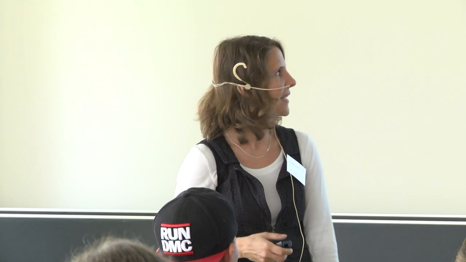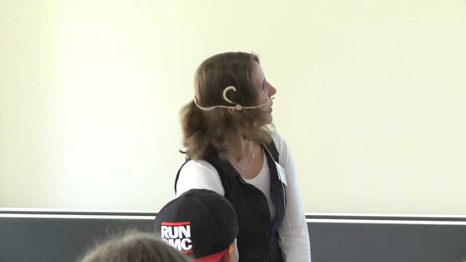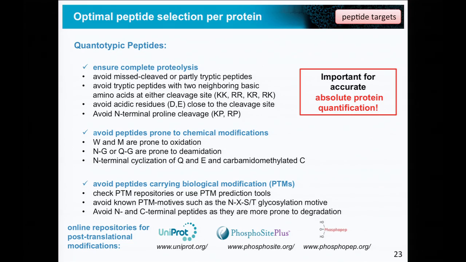Just one more comment that I would like to make here, and I will come back to this tomorrow in the second presentation, is that especially these first two criteria here, complete proteolysis and chemical modifications, are very important if you do absolute quantification. Because it is true that any variation here, when you don't cleave a protein completely or when you have a chemical modification, will immediately affect your absolute protein quantification.